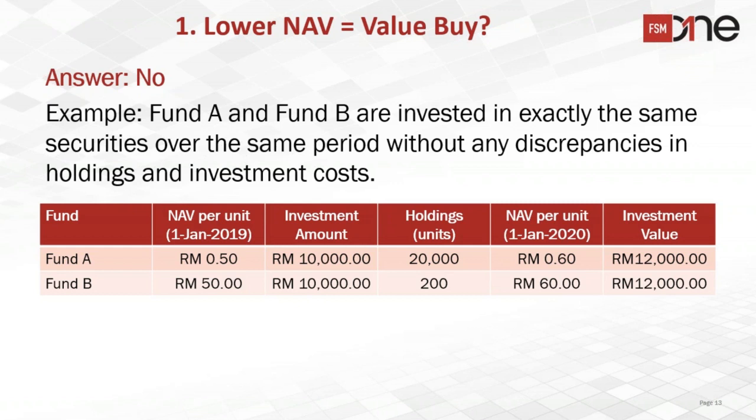Which means fund A with an NAV of 50 cents doesn't mean that it is cheaper than fund B priced at an NAV of 50 ringgit. So is everyone clear?